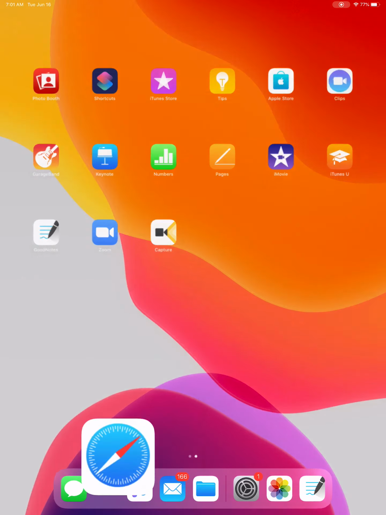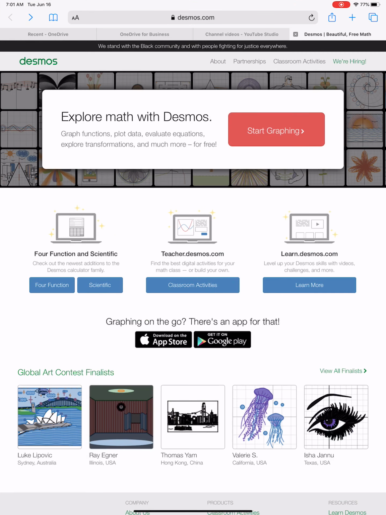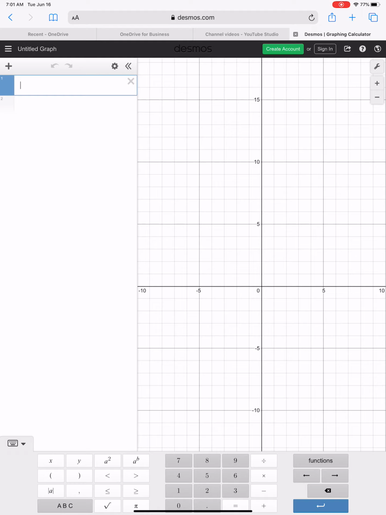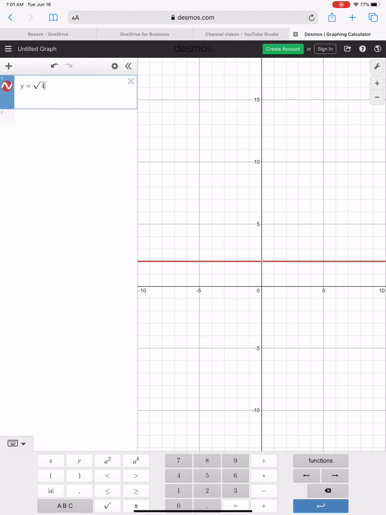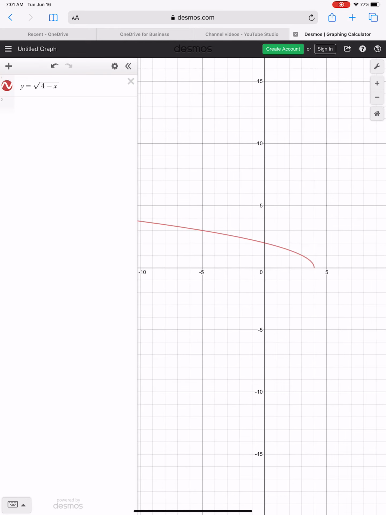I'll show you the graph of y equals square root of 4 minus x. This is how the graph looks. And we only need to worry about the first quadrant, so we're only going to be looking at this little piece, the first quadrant piece.